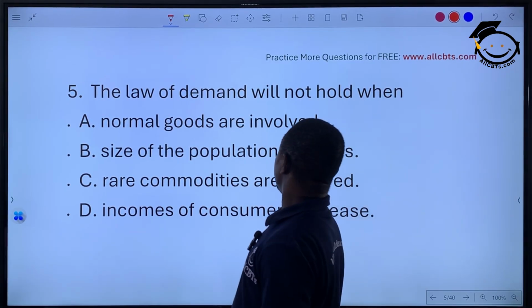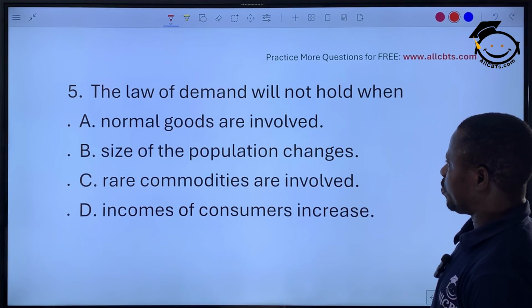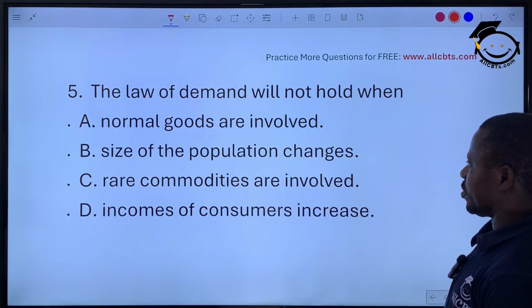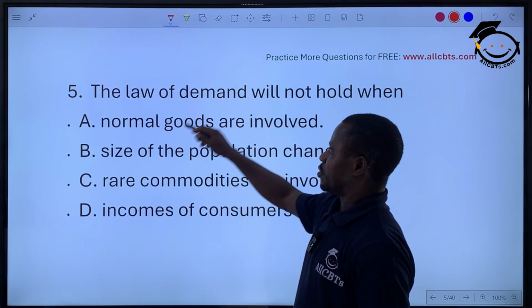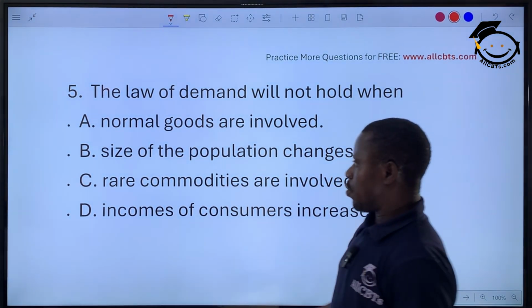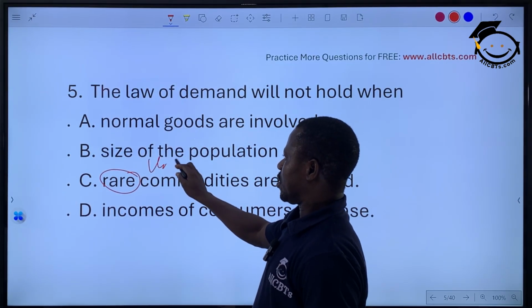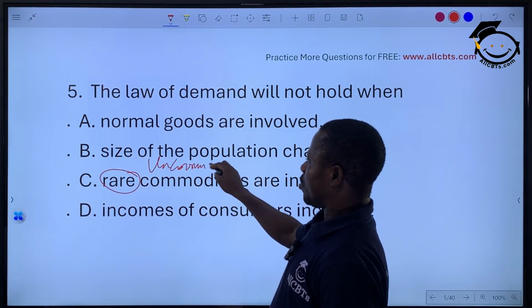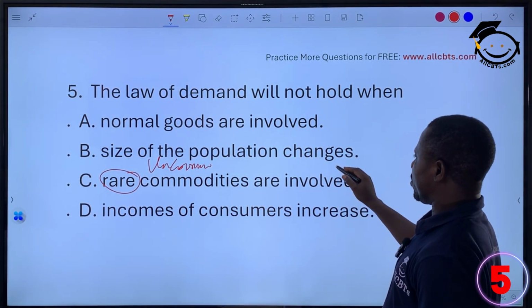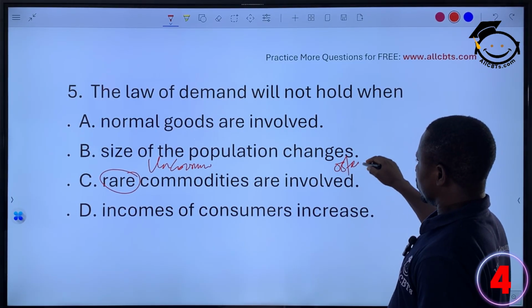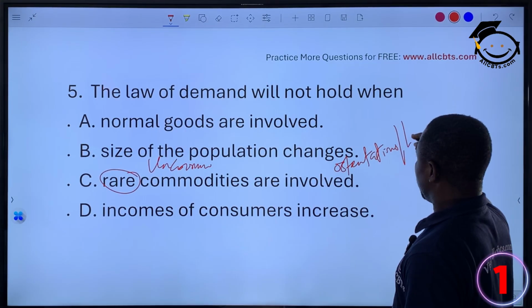The law of demand will not hold when: normal goods are involved, size of the population changes, rare commodities are involved, incomes of consumers increase. Of course, when there are normal goods, the law of demand holds. But when there are rare goods or uncommon goods, extraordinary goods, like sometimes some of them are ostentatious. When it's ostentatious, it's a Veblen good.